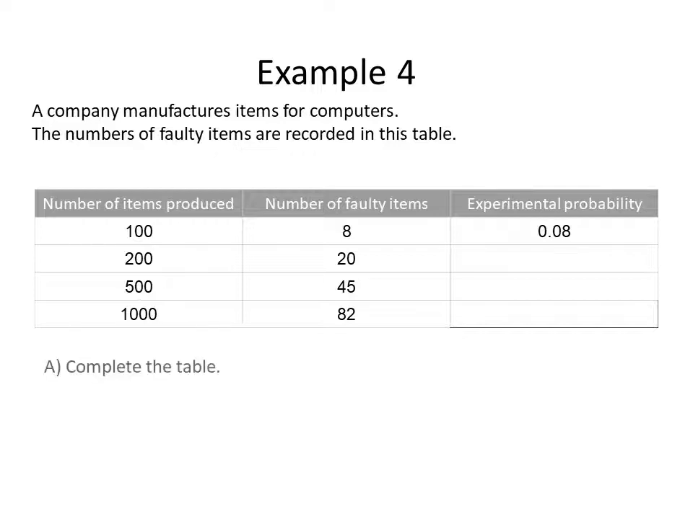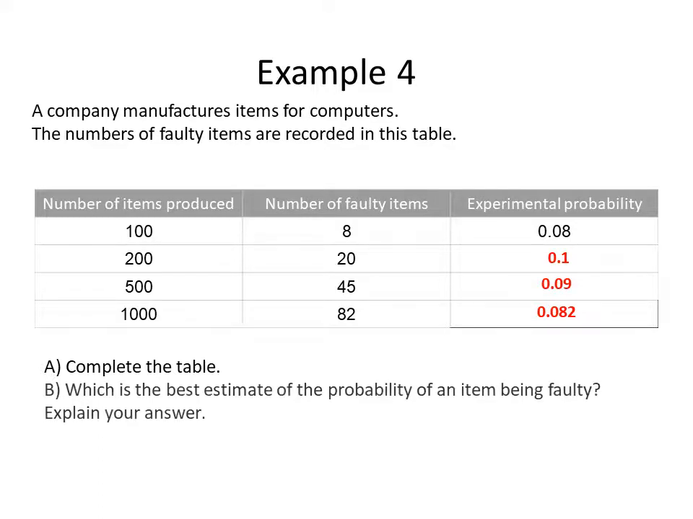The question was, complete the table. To complete the table, we will divide the number of faulty items by the number of items produced each time. So 20 divided by 200 will be 1 out of 10, which is 0.1. 45 out of 500 will be equal to 0.09, and 82 out of 1000 will be equal to 0.082.